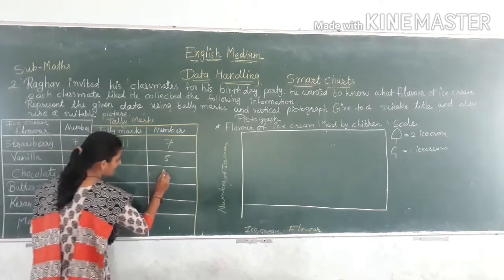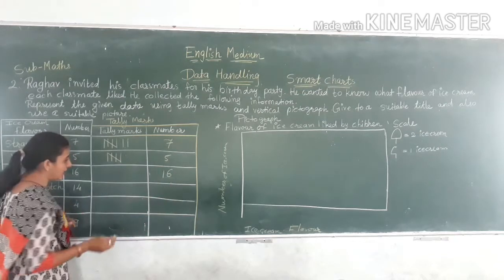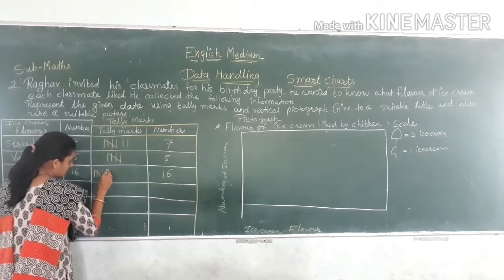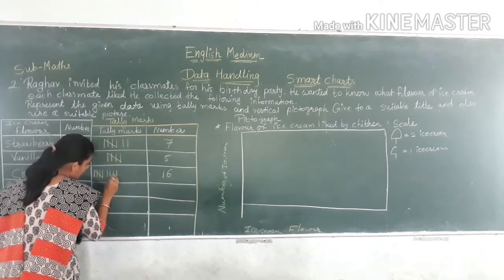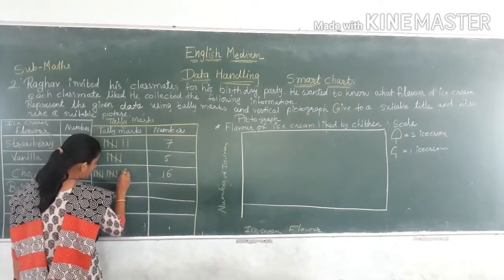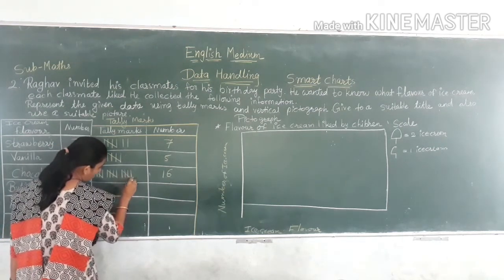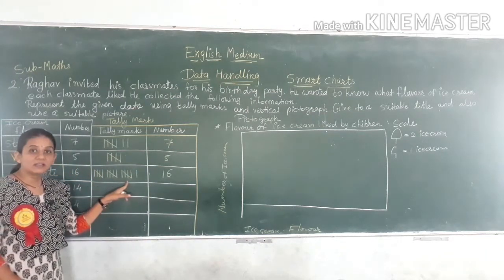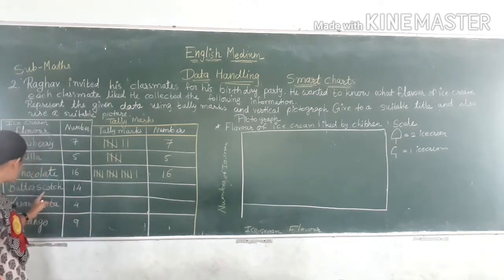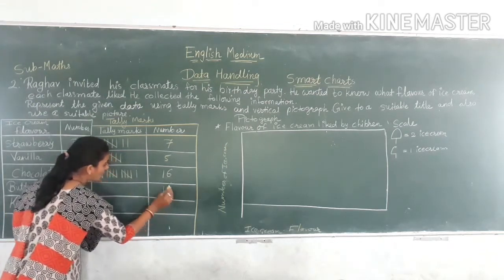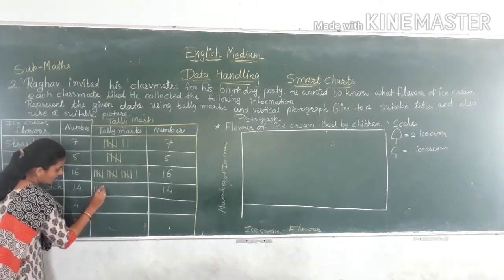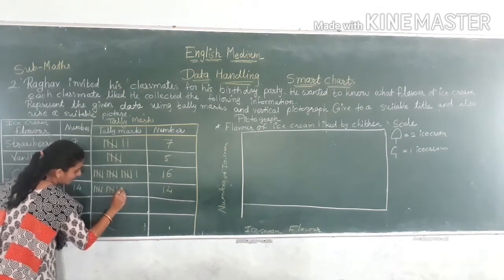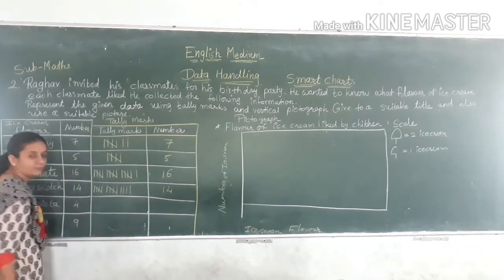Now 16. Here 16 students like chocolates. So 1, 2, 3, 4, 5, 6, 7, 8, 9, 10, 11, 12, 13, 14, 15 and 16. So 5 plus 5 plus 5, 15 plus 1, 16. Then 14. 1, 4, 14. So 1, 2, 3, 4, 5, 6, 7, 8, 9, 10, 11, 12, 13, 14.